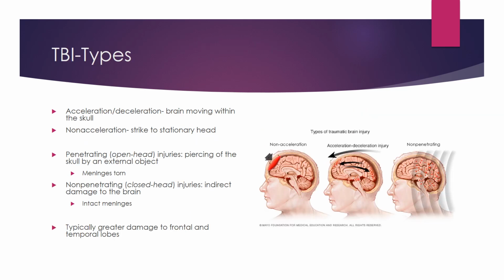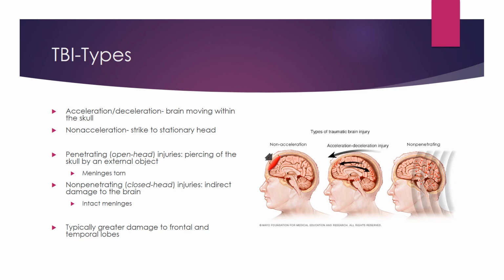When we talk about the different types, we're going to divide it into two sections. We have acceleration-deceleration and non-acceleration, and then the other types are penetrating or non-penetrating. For acceleration-deceleration, that essentially means that the head is moving, and then the head stops, and the brain goes backwards or sideways. So these are the type of injuries most commonly seen in car accidents.